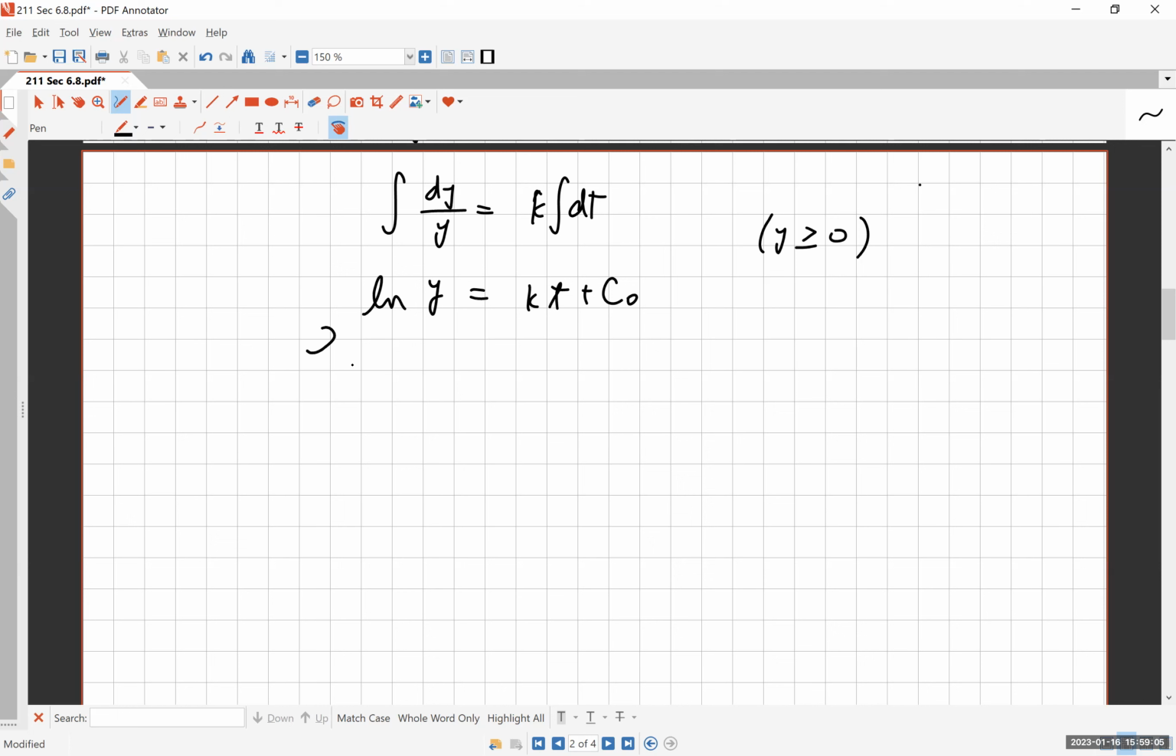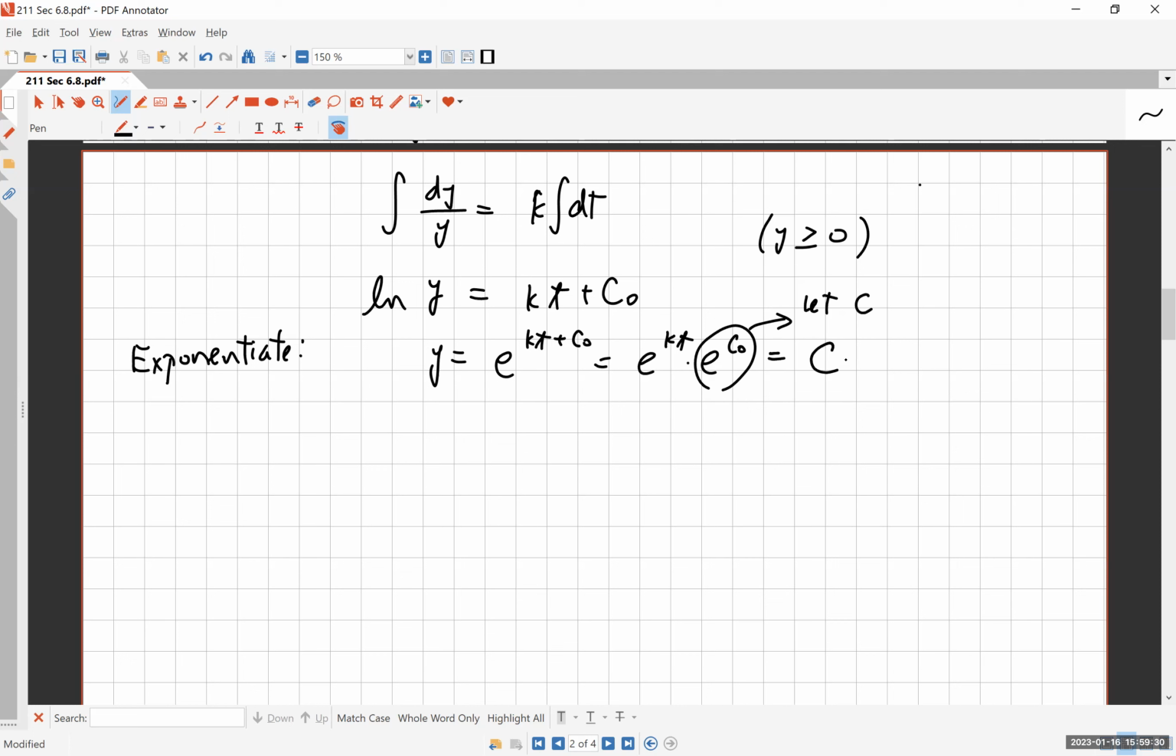Now, you can do e to both sides. Exponentiate both sides. And you get y is equal to e to the kt plus c naught, which is e to the kt times e to the c naught. Let's call this a constant, just c. So this will be c times e to the kt.